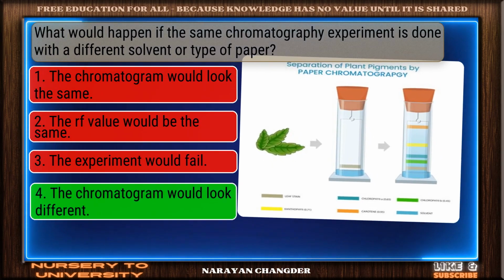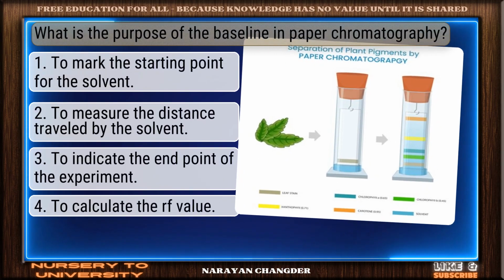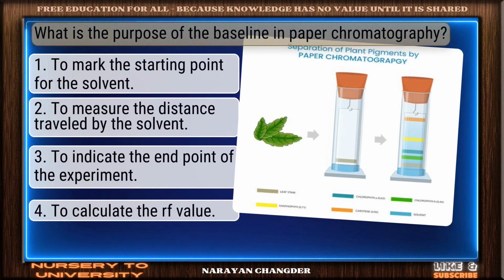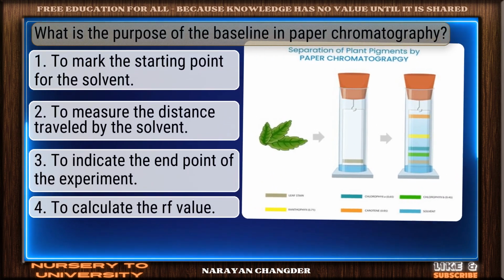The chromatogram would look different. Well done. What is the purpose of the baseline in paper chromatography? Option 1, to mark the starting point for the solvent. Option 2, to measure the distance traveled by the solvent.